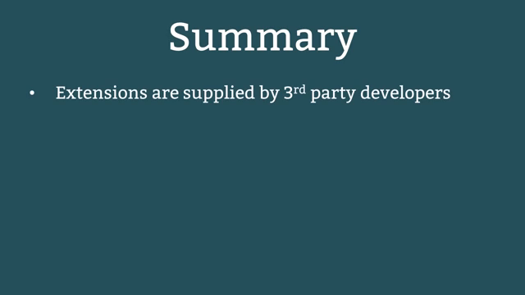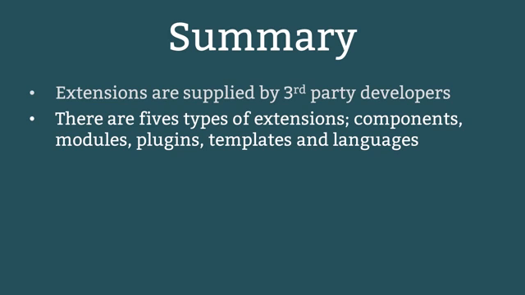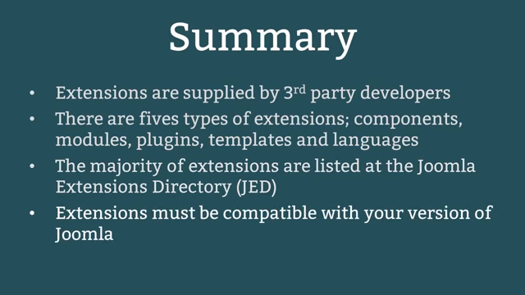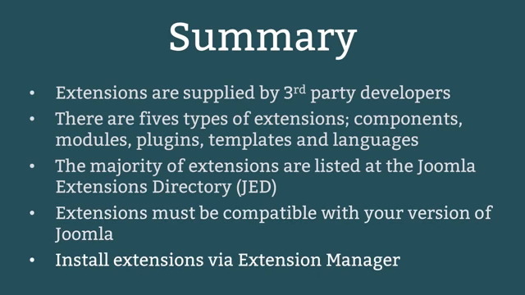Here is a summary of the major points covered in this lesson. Extensions are supplied by third-party developers. Some are free and some are commercial. There are 5 types of extensions: components, modules, plugins, templates, and languages. The majority of extensions are listed at the Joomla Extensions directory, also known as the JED. It's vital to ensure your extensions are compatible with your version of Joomla. And installing extensions is done via the Extension Manager page in Administrator.